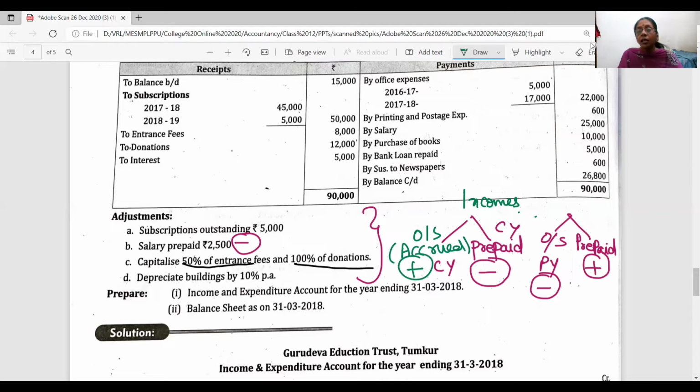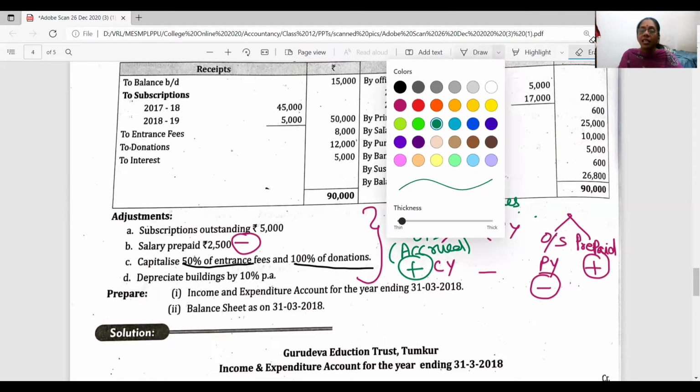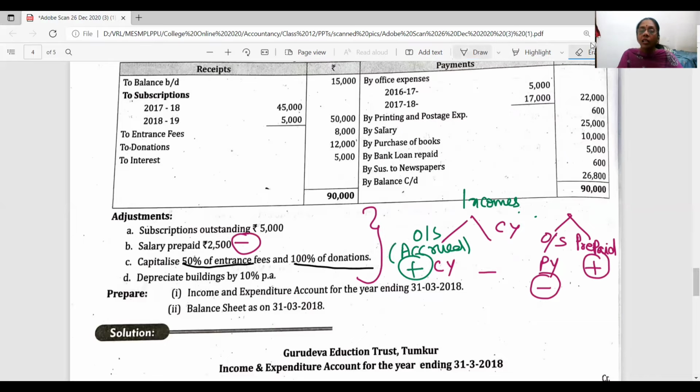And if it is pre-received, I don't say prepaid again, it is received in advance. Let me use the word received in advance. So in case it is received in advance, then what should I do? I should minus it because it's a liability and it should be subtracted.